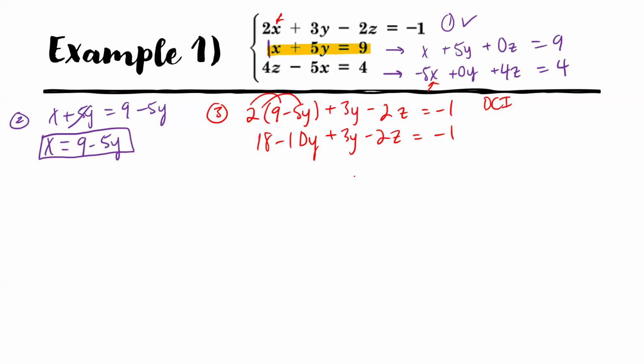I'm going to combine my like terms. So we have -10y and 3y makes -7y. And then I need to move my constant. How do I move a positive 18? Subtract 18. So we're going to subtract 18. And we're left with -7y minus 2z equals 1 minus 18, which is -17.